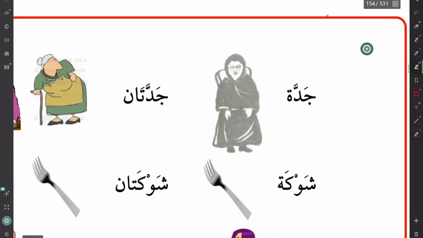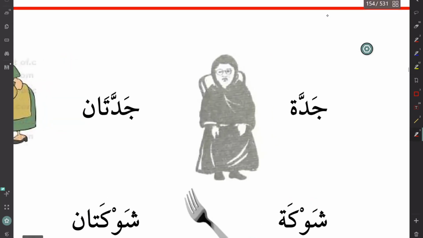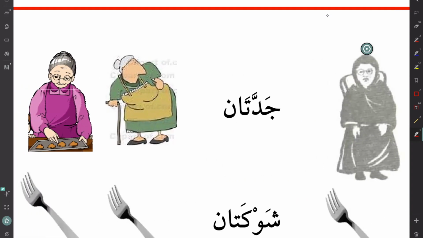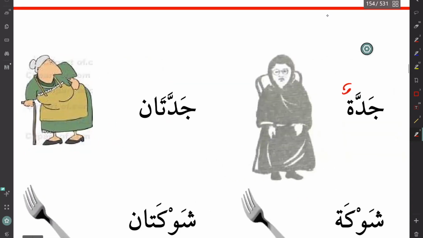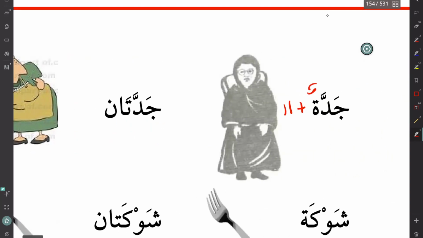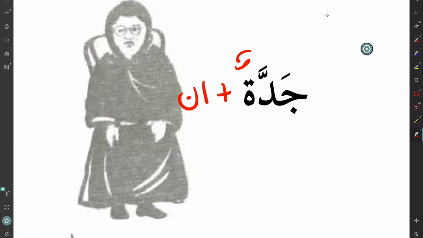Right here now they're giving you some examples with feminine words, words that end with ta marbuta. For example, jaddatun. Jaddatun means grandmother. Now you want to say two grandmothers, you say jaddatani. So what are you doing? Again, you're just adding alif and nun. But remember, the only difference from the previous one is that you have to change this ta marbuta to your normal ta.